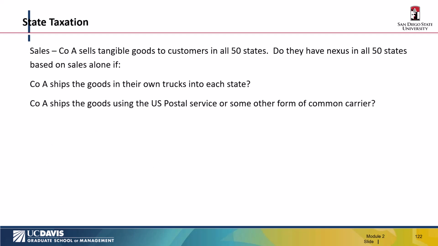So in our example here, let's say we have sales. Company A sells tangible goods to customers in all 50 states. Do they have nexus in all 50 states based on sales alone, right? So only based on sales. If Company A ships the goods in their own trucks into each state, the answer is almost certainly they do have nexus if they use their own trucks. Number one, they have trucks rolling through each of those states. And number two, that's where the income is being sourced from, because that's where title is being transferred.